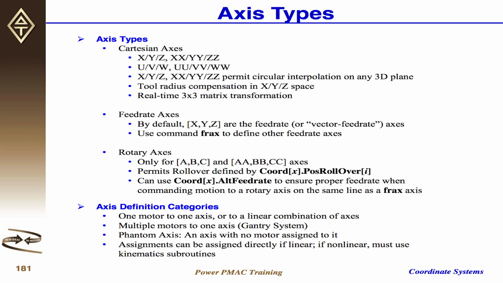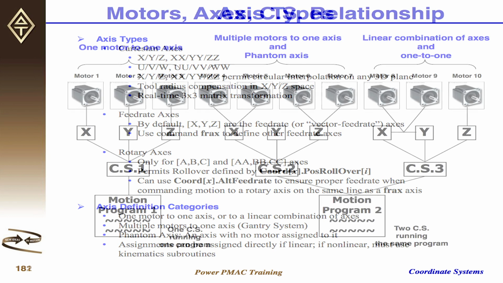You can have a phantom axis, which is an axis that exists for computation purposes, but no motor is actually assigned to it. If you want to output a sine wave, for instance, you can issue a circular command and have one of your axes be a phantom axis, so it doesn't actually command any motion, and you end up with just the harmonic motion. And they can be assigned if they're directly linear. If they're nonlinear, you need to provide PMAC with the kinematics.